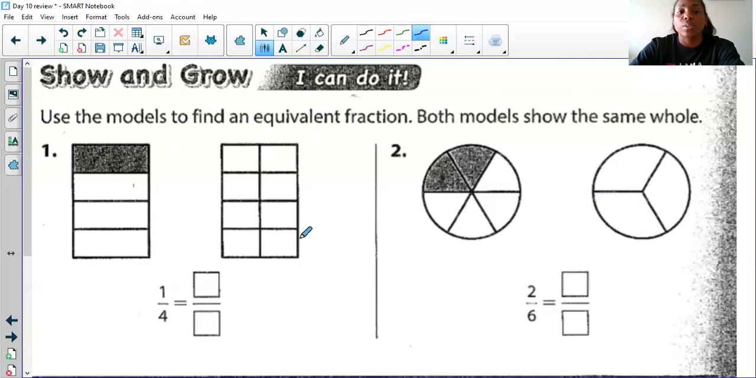Both models show the same whole. So what we have to do now is shade in these parts that they're asking for in order to be able to answer the question. So Show and Grow, show me what you know. Look at question number 1. I see one whole. Give me a moment, boys and girls.